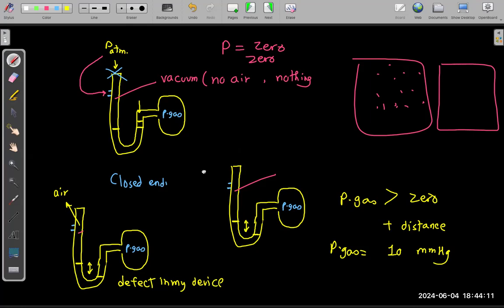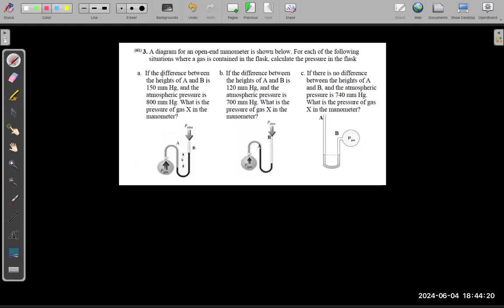The next type of questions is repeated in these questions and answers. So for example, the diagrams of the open-end manometer can be easily found from here. If the difference between the heights is 150 and the atmospheric pressure is 800, this means the atmospheric pressure is higher than the pressure of the gas. Higher than it by what? By the difference, and the difference is 150. So we need to add the 150 to the 800 or subtract it from the 800. What do you need to do? You need to add or subtract. We need to add. Yes, you need to add.